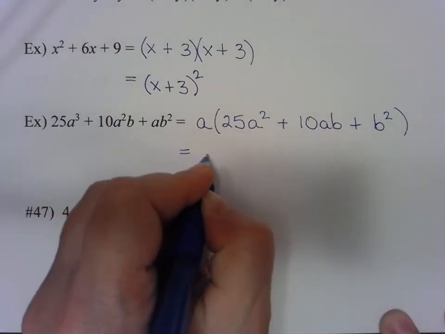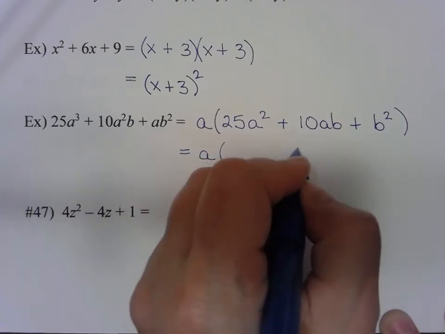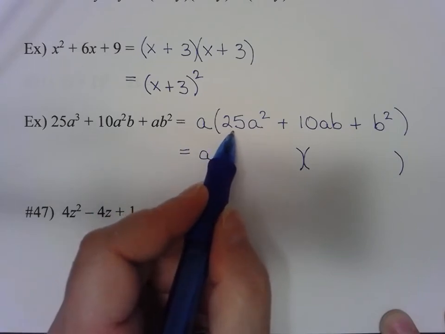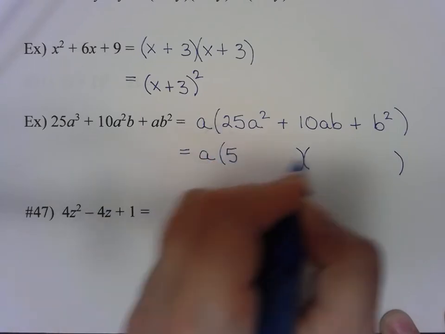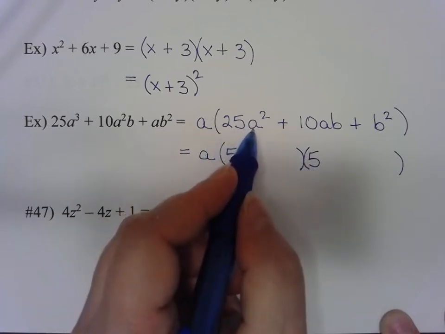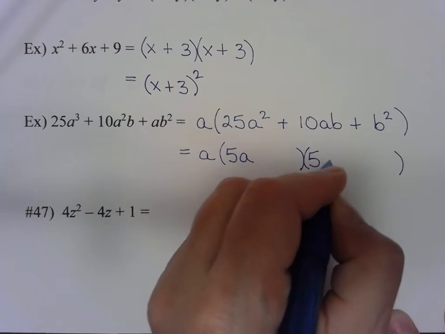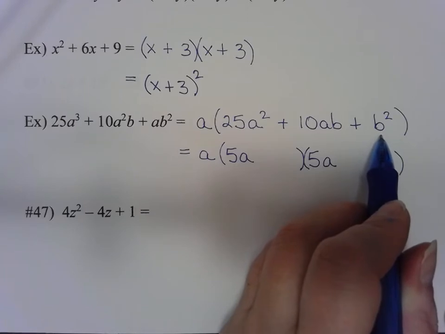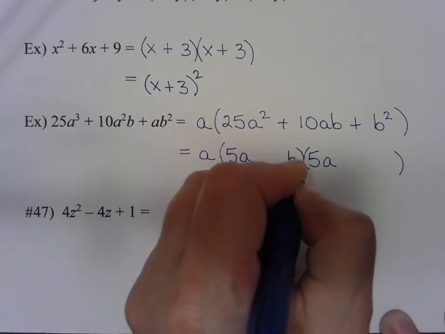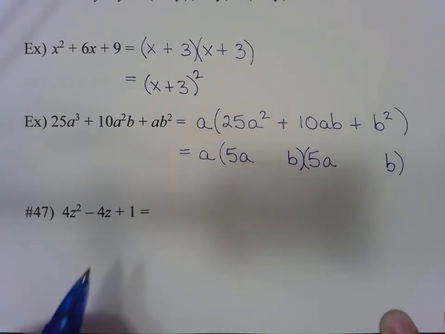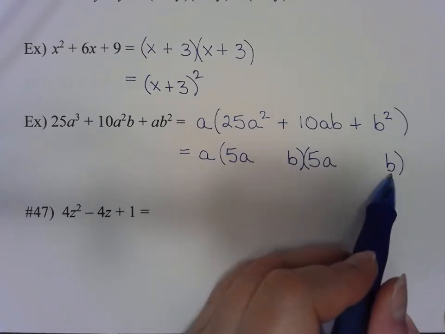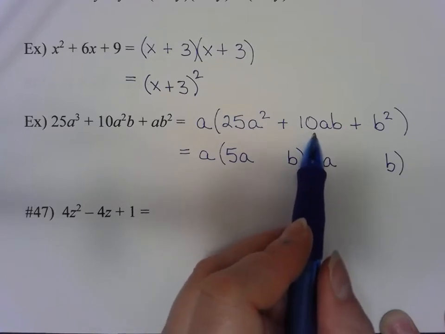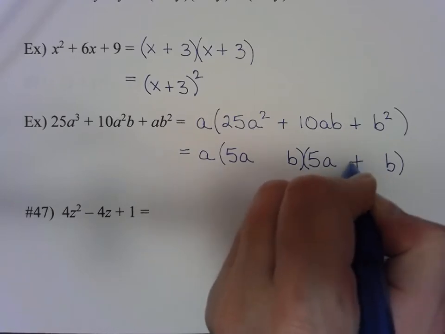You could definitely use the AC method here if you wanted to. I'm going to use the trial and error method. Numbers that multiply to be 25 must be 5 and 5. Notice I have the a's in the front on this one, so it'd be 5a and 5a. Numbers that multiply to be b squared, it's just a 1b squared, so I'm going to go with b and b. On the outside, I'm going to have 5ab, and on the inside, I'm going to have 5ab. Those are going to add up to 10ab as long as they're positive.